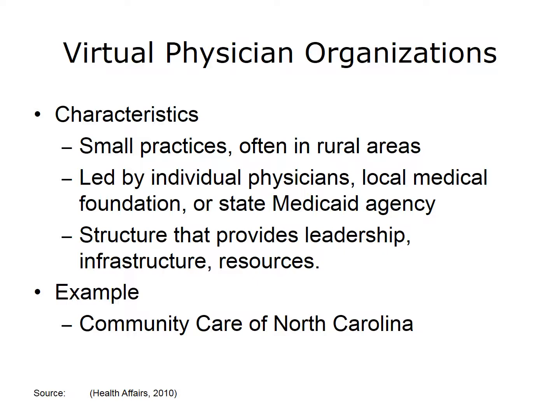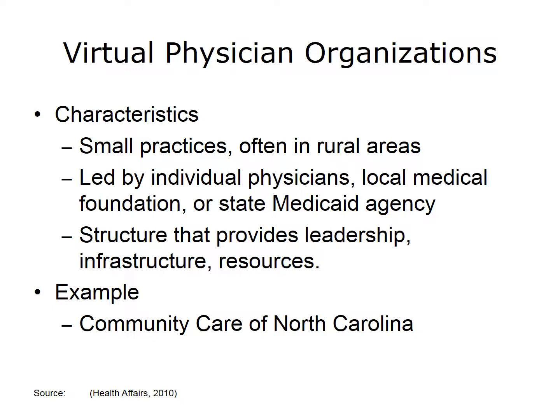The final type of organization that can form an ACO is a virtual organization, that is, small independent physician practices join together through contracts to form a new organization. They are often located in rural areas and could be driven by individual physicians, local medical foundations, or even the state Medicaid agency, such as the Community Care of North Carolina. These types of organizations are particularly important for ACOs in rural areas and provide some structure, leadership, infrastructure, and resources to otherwise small and often under-resourced physician practices.